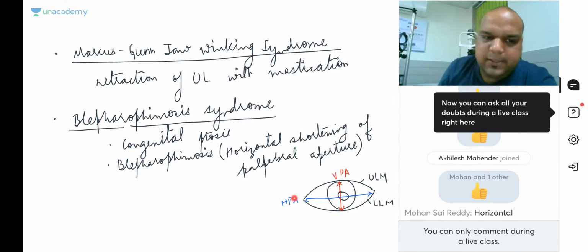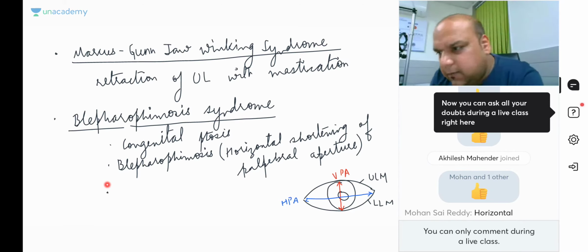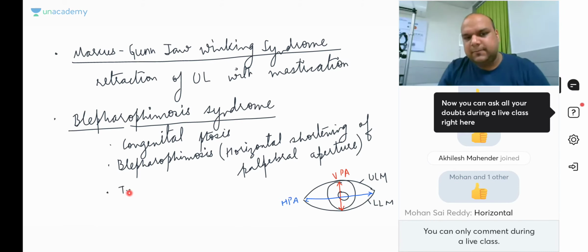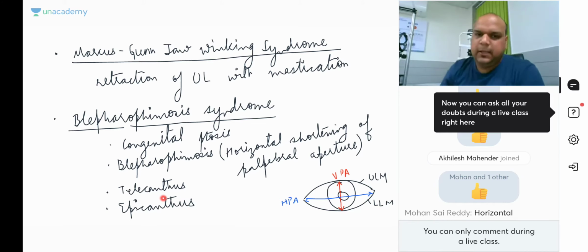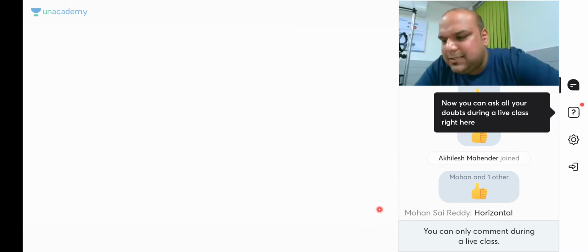Now, blepharophimosis, and then what else is seen along with this, everybody? What else is seen along with this is telecanthus and epicanthus. So these are the four findings which are found in blepharophimosis syndrome. Done. Now, that's it about my ptosis in short, in sweet, in simple words. I hope you'll be able to solve it.